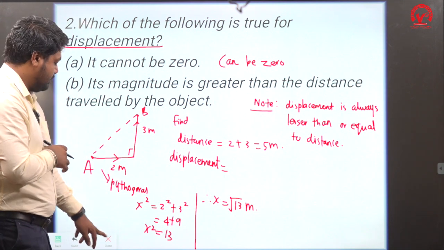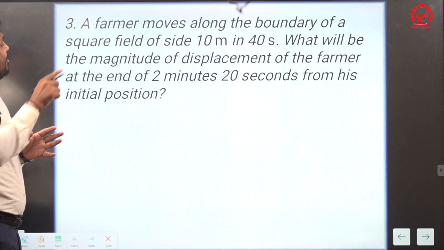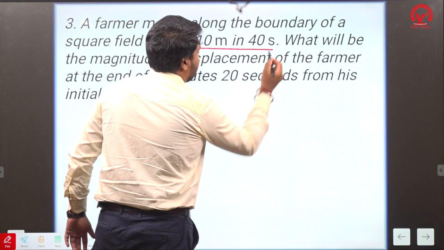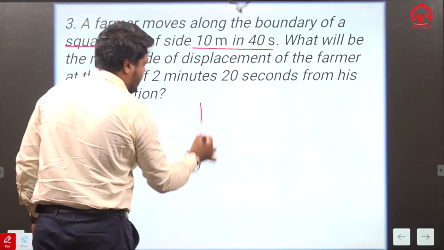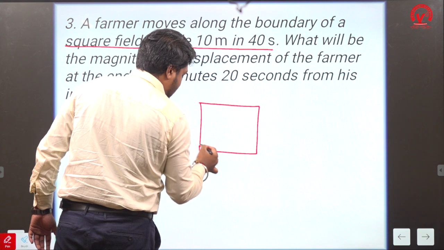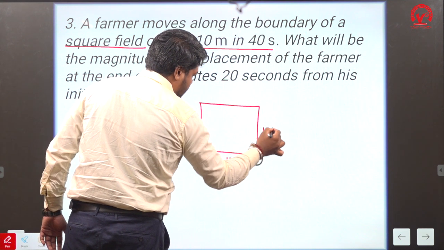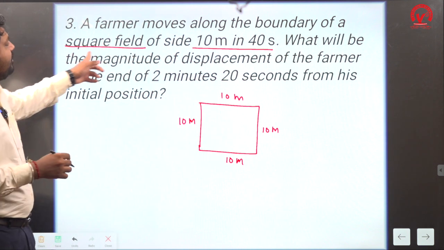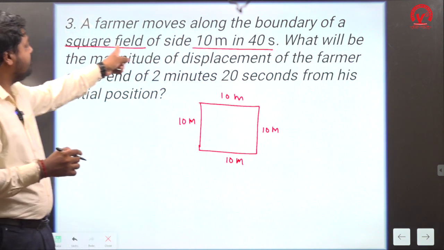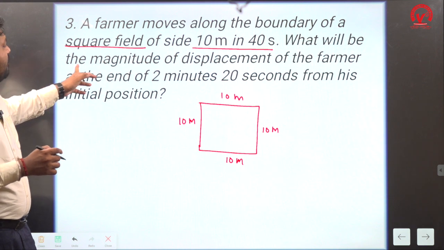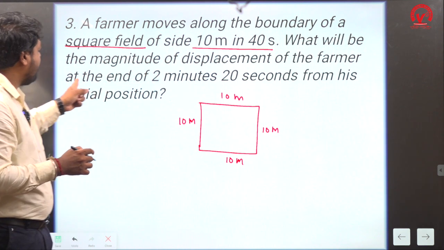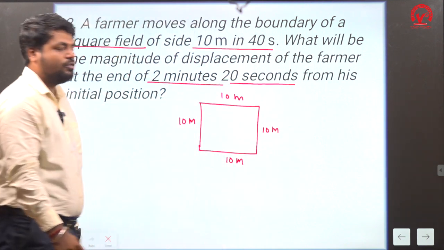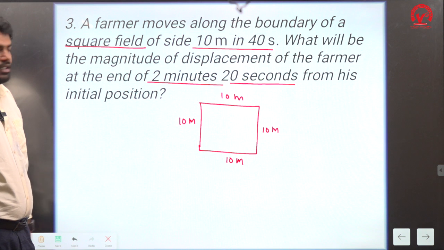Got it? Yes. So a farmer moves along the boundary of a square field of side 10 meter in 40 seconds. Square field means all sides are equal, right? So the side is how much? 10 meter means all sides are 10 meter only. What will be the magnitude of the displacement of the farmer at the end of 2 minutes 20 seconds from its initial position?